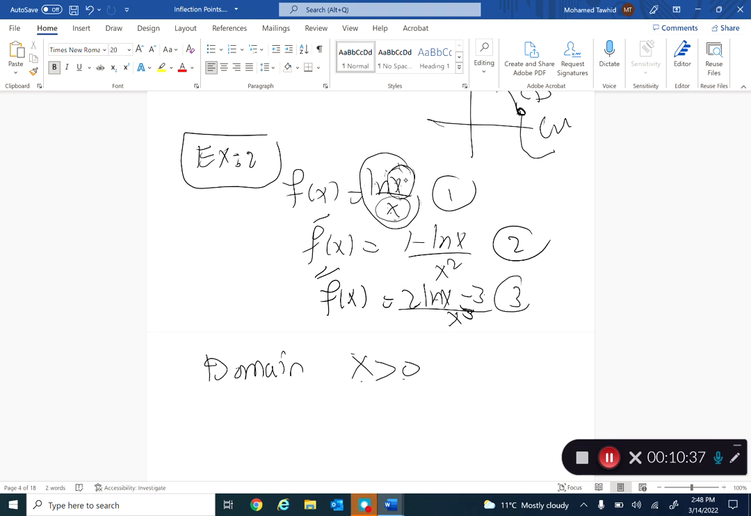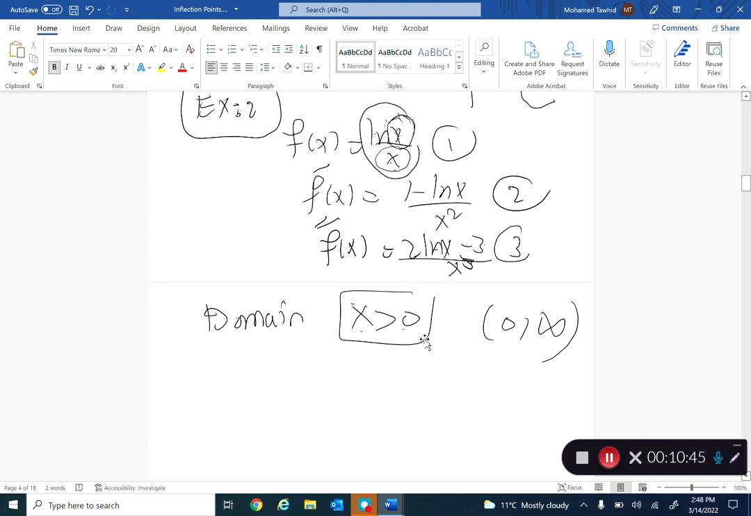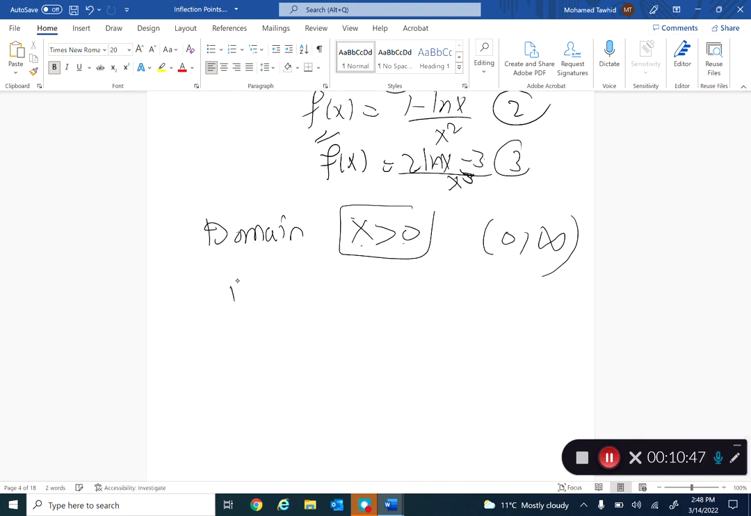You have error, so which means it's not in the domain. So that is our domain, x greater than 0. I could write it like this, from 0 to plus infinity. All right, so now what is our goal? I need to find the inflection point.